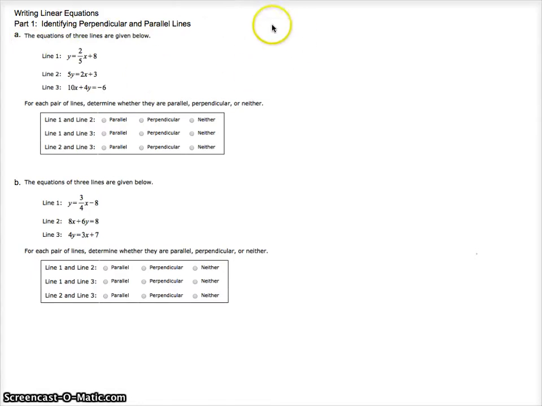One thing to take note of today is that parallel and perpendicular lines have specific slope properties. So parallel lines have the same slope, but they have a different intercept. Perpendicular lines have the opposite inverse slope.